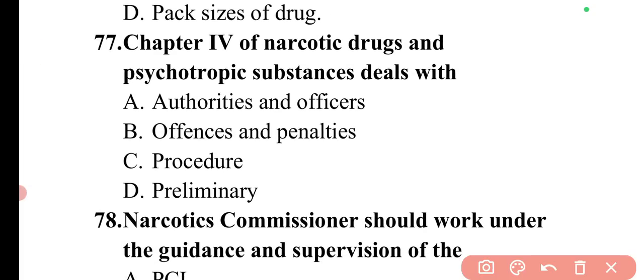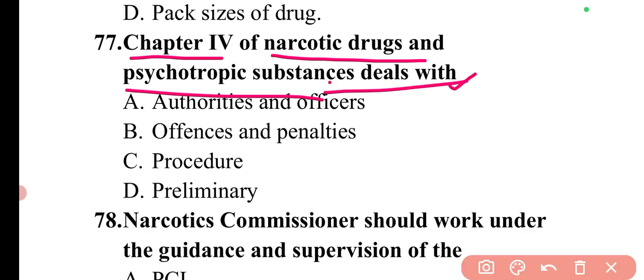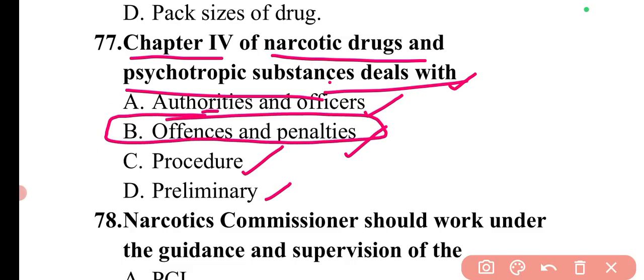Next question is, chapter 4 of the Narcotic Drugs and Psychotropic Substances Act deals with, options are authorities and officers, offenses and penalties, procedure, or preliminary. So the correct answer is option number B, offenses and penalties.